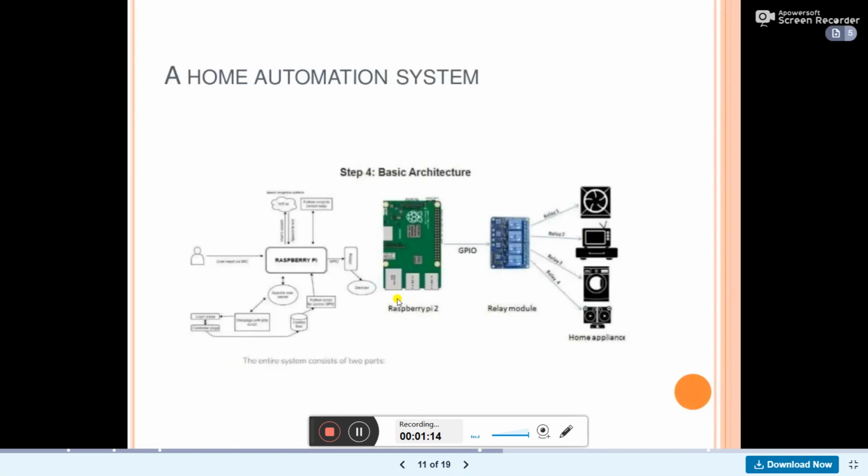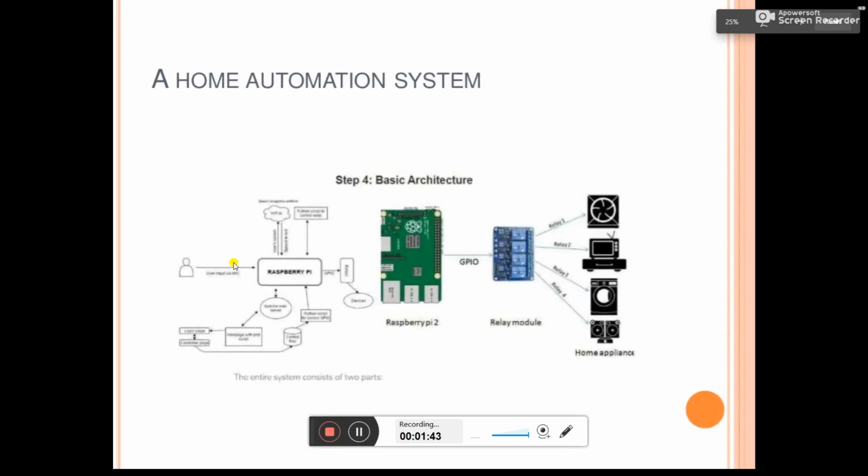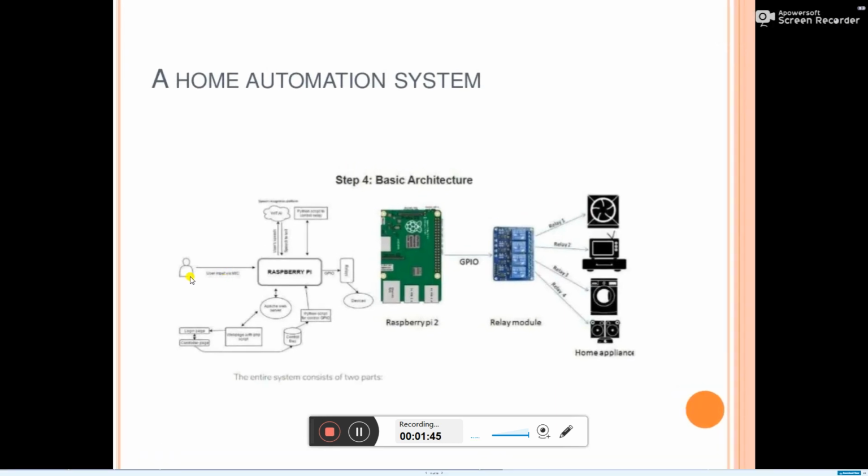That is one example. Here you can find that a Wi-Fi module has been used with the Raspberry Pi, and this Raspberry Pi controls the relay board, and using this relay board you can control many home appliances. In this case you can find some important things: there is a user, there is a cloud based service, and there are the relay devices, and there are the devices.